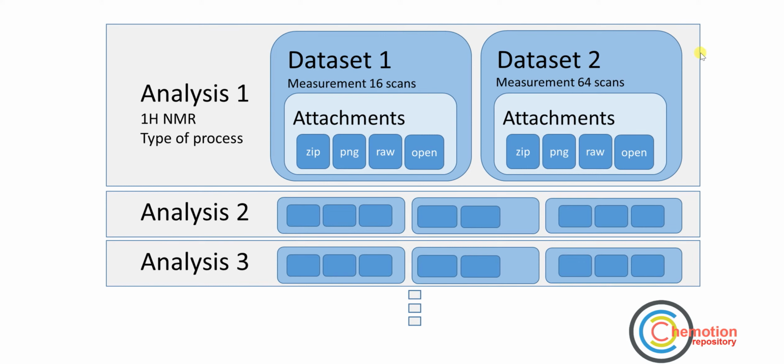The repository's structure supports three options to organize data. They are called analysis type, datasets, and attachments. On this slide, an overview of the dependencies of analyses, datasets, and attachments is given.